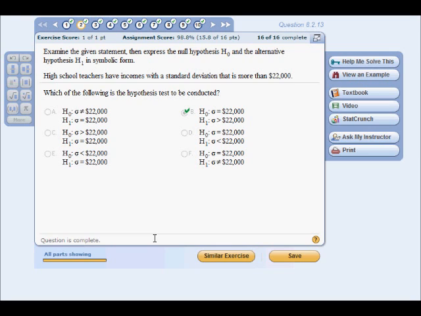We are asked to express a null parameter equal to some value, so we know that our H sub 0 is going to be $22,000. We are asked to express our standard deviation as more than 22,000, so the alternative hypothesis, H sub 1, has to be that our standard deviation is greater than 22,000. So, obvious answer is obvious.